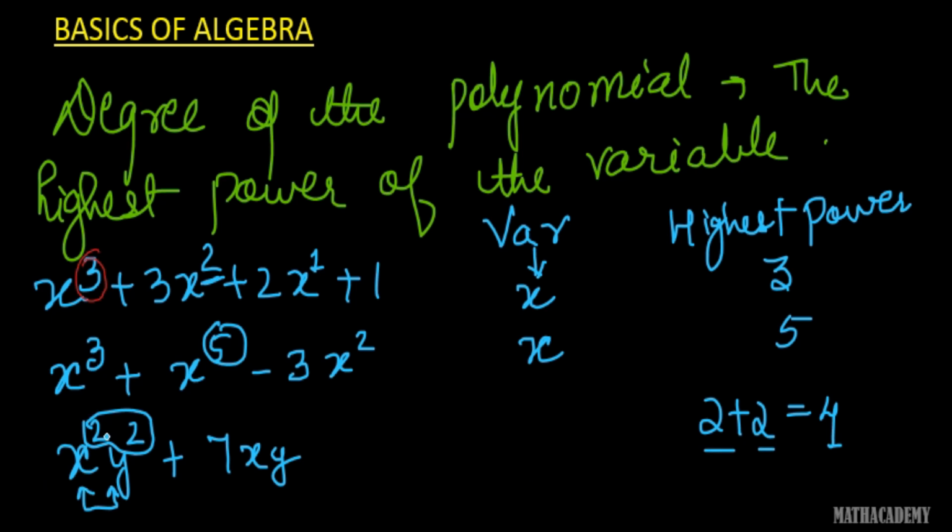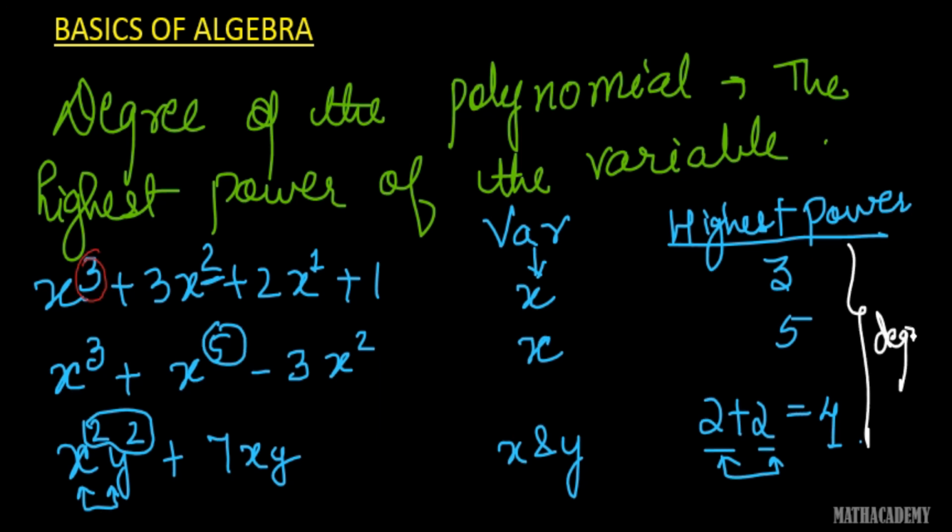Okay, so here in x square y square, the two variables x and y are in multiplication. Since they are in multiplication, the highest power will be the sum of their individual powers to give a 4. And this highest power is known as the degree of the algebraic expression or the polynomial. Okay, so I hope degree is clear to everyone.